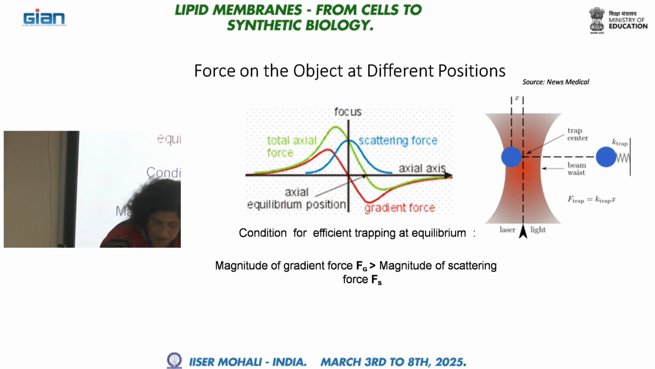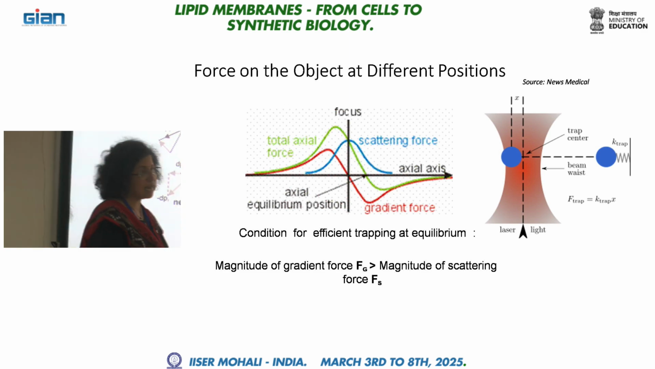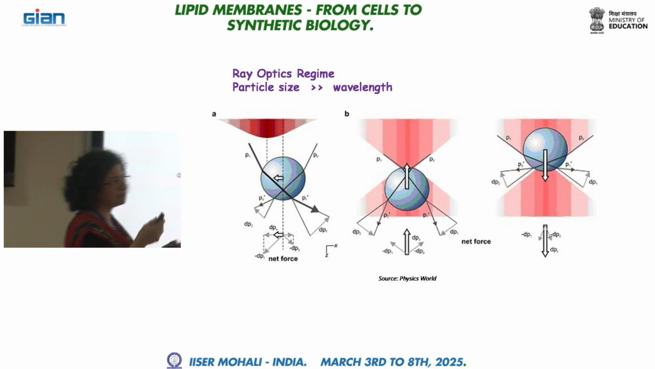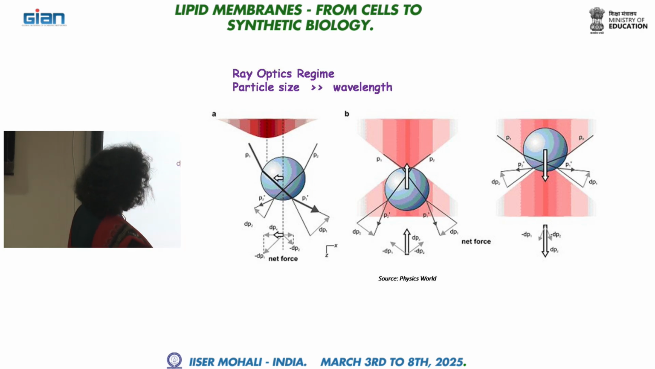Now the question is, this is what I explained with atoms and dipoles and so forth. Well, how does it work in the ray optics regime, when your particle size is much larger than the wavelength? What you can explain in terms of the refraction?